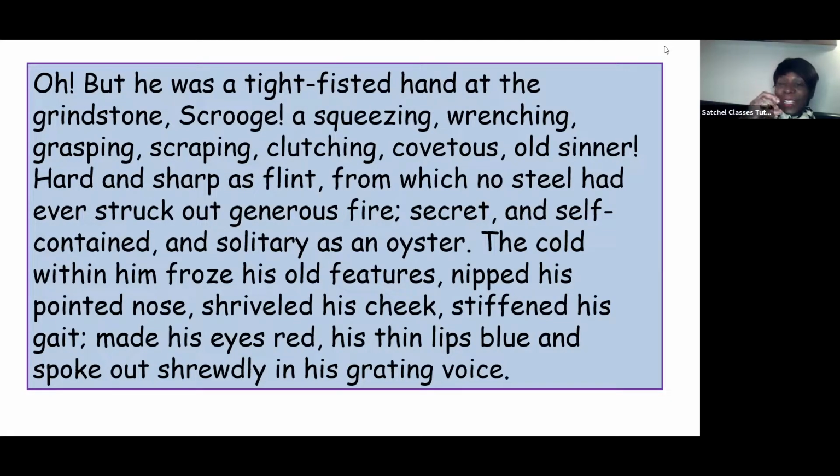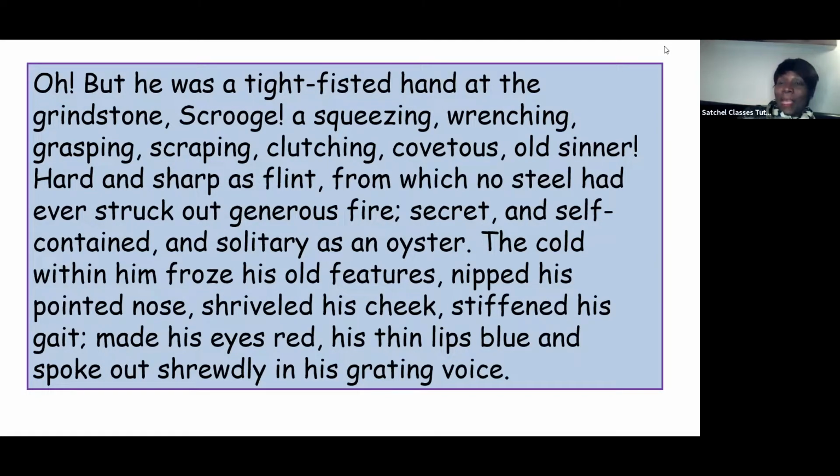He's secret and self-contained and solitary as an oyster. So again, something that has to be prized open and wrenched. He's closed-handed, he's hard-hearted, he's unfeeling, and also antisocial, doesn't want to be known. The cold within him froze his old features. So that's almost like pathetic fallacy. He creates a climate within him. He is cold. It's not just outside of him. He's not subject to the weather around him. He's subject to his own cold and evil heart.